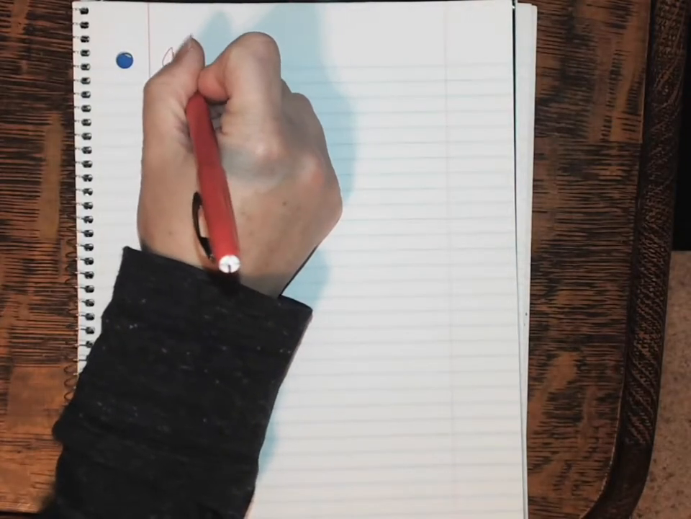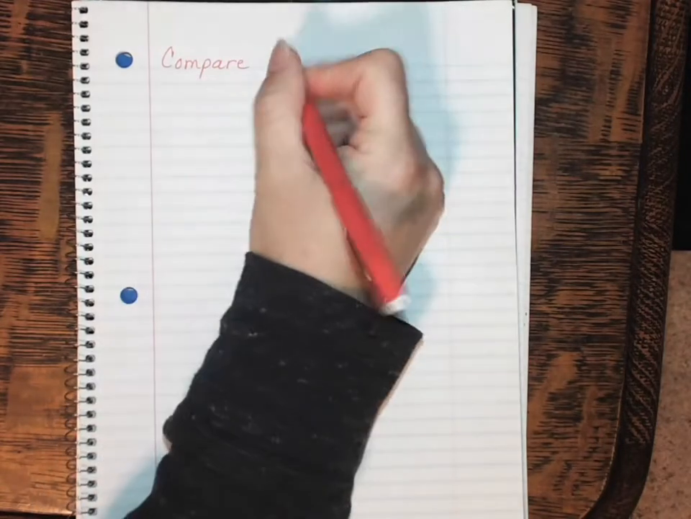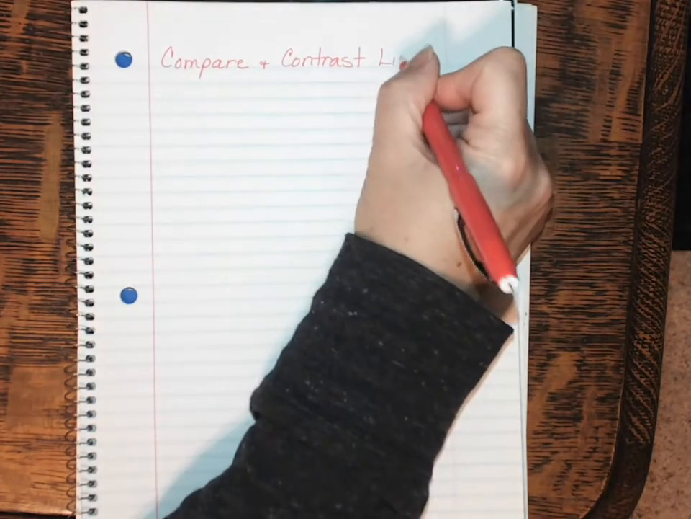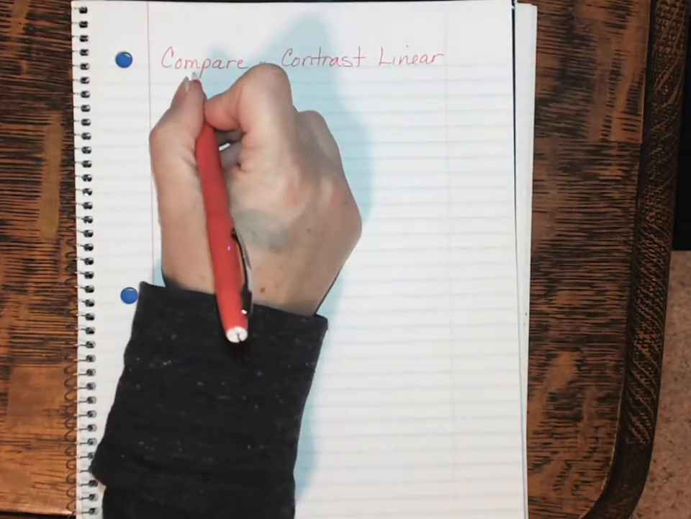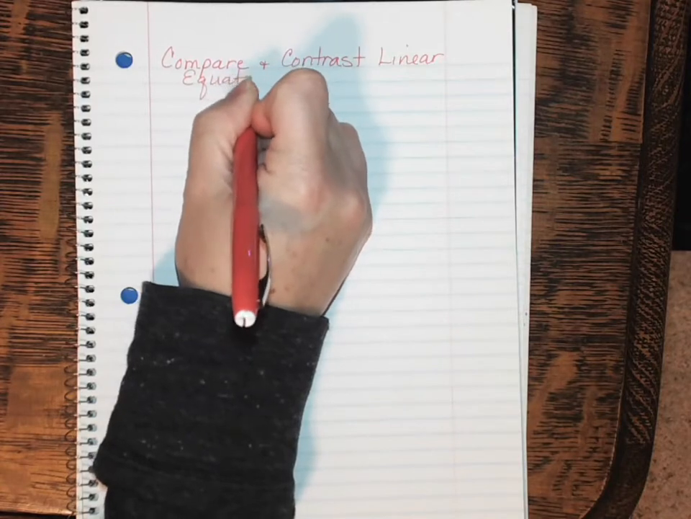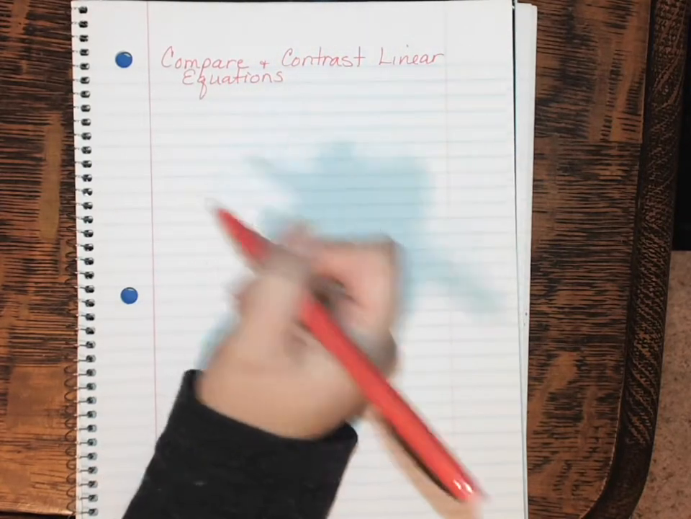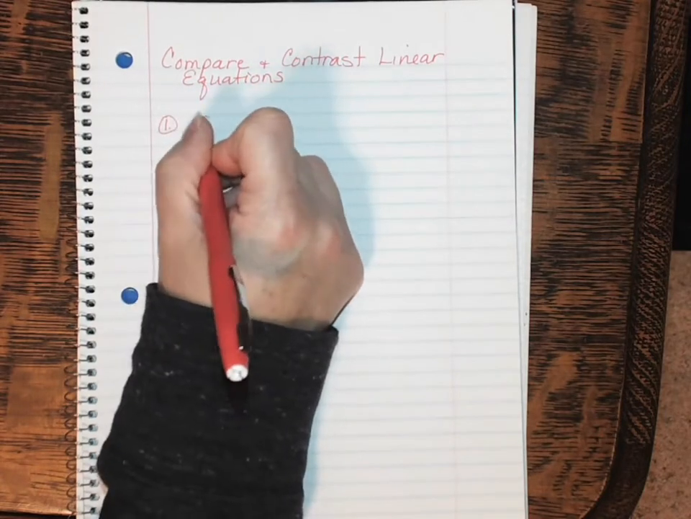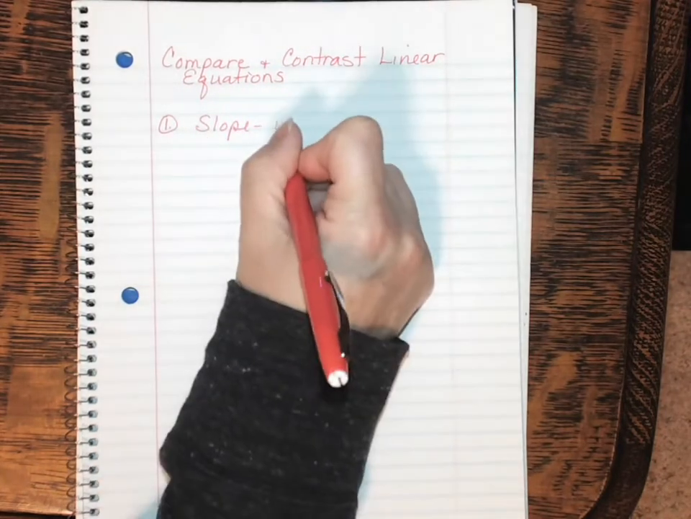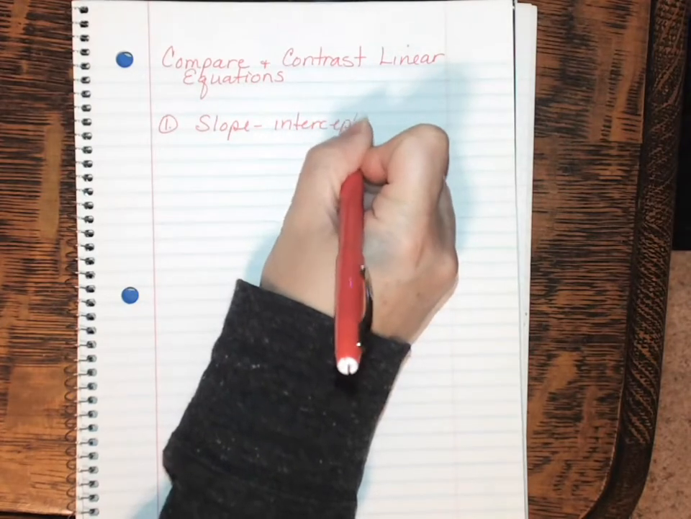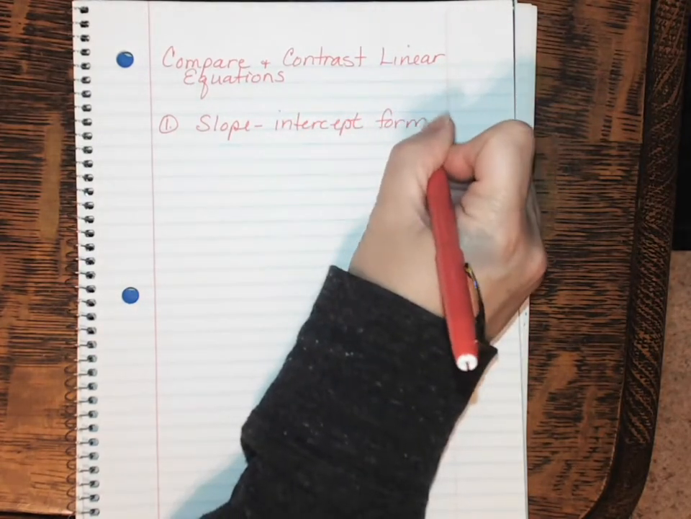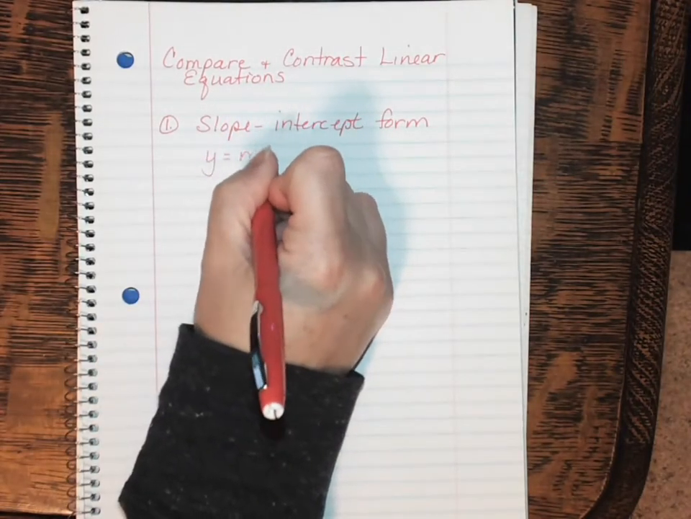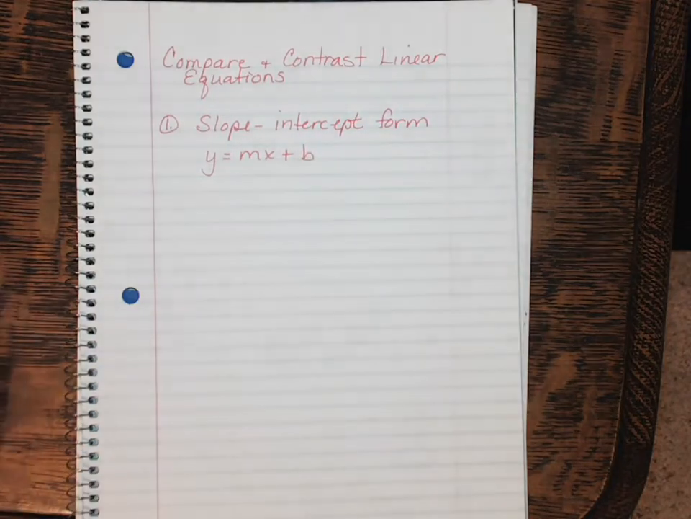Okay, so we're going to title our notes Compare and Contrast Linear Equations. Our first one is going to be slope-intercept form. And remember that is y equals mx plus b.